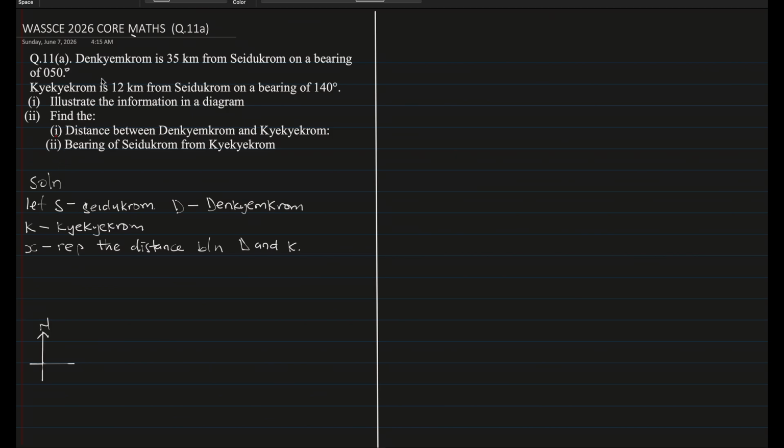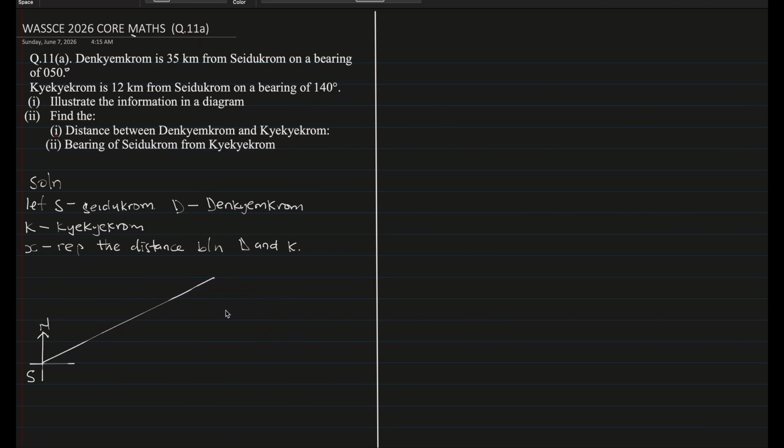The question says, Denchem Krum is 35 kilometers from Sedu Krum. From Sedu Krum means we are starting at Sedu Krum, so let's label this one as Sedu Krum, S. Standing at Sedu Krum, facing the north, we should turn 50 degrees to take us to that town we call Denchem Krum. So let's draw the line from Sedu Krum to Denchem Krum. I am standing at Sedu Krum, and this road takes me to Denchem Krum.